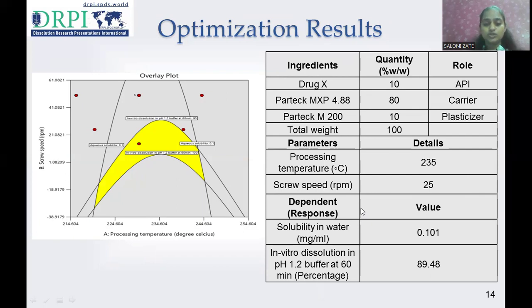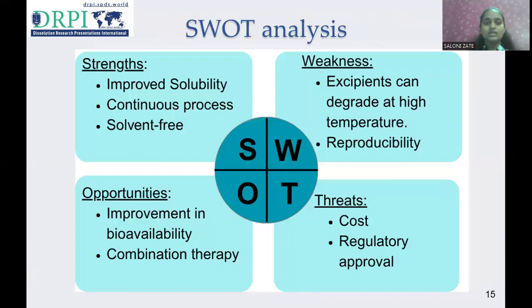The solid dispersion produced using this data was evaluated for solubility and dissolution. Solubility was 0.101 mg per ml and dissolution was 89.48%. SWOT analysis. The strengths are that it improves solubility, it's a continuous process, and a solvent-free procedure.